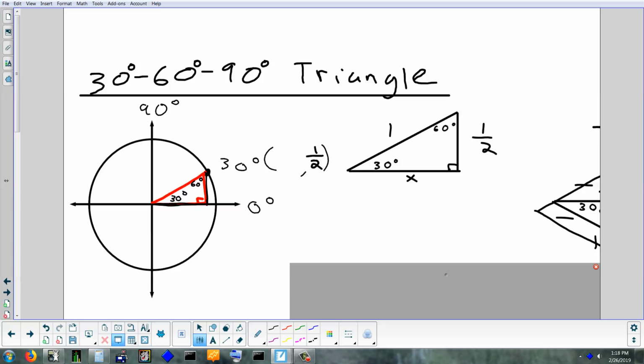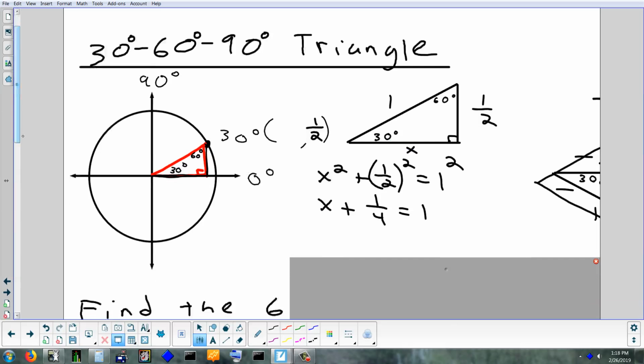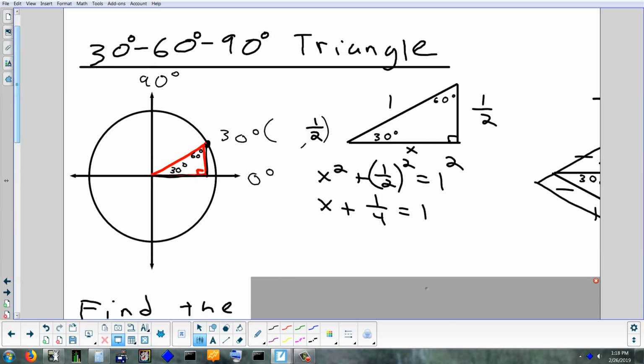So if I want, I can fill that in. The only thing I don't know is the horizontal, so let's find it. x squared plus 1/2 squared equals 1 squared. John, if I square a half, that means half of a half, or half times a half, which is how much? A fourth, yeah, it's a quarter. So 1/4, and then 1 squared is just 1. If we bring the 1/4 to the other side, what's 1 minus 1/4?